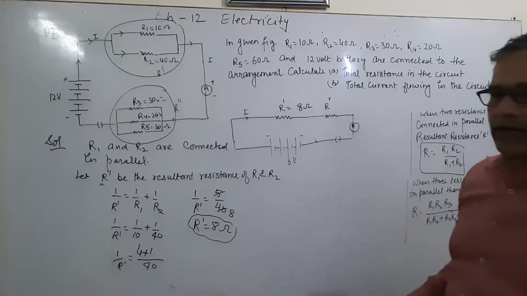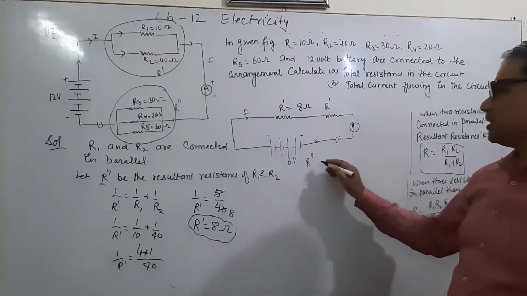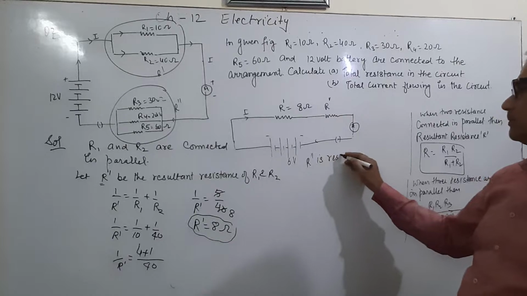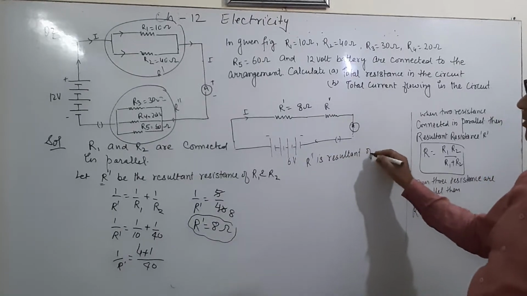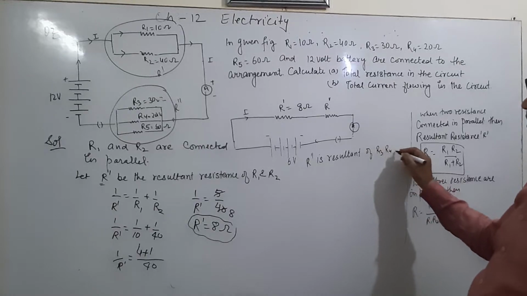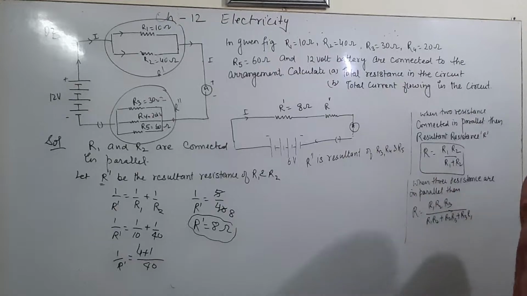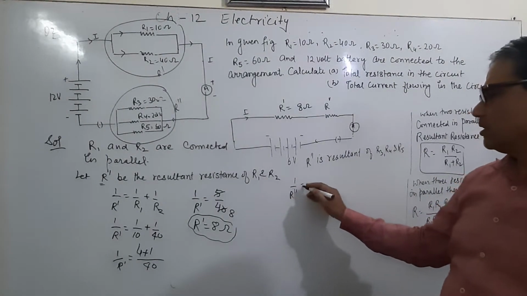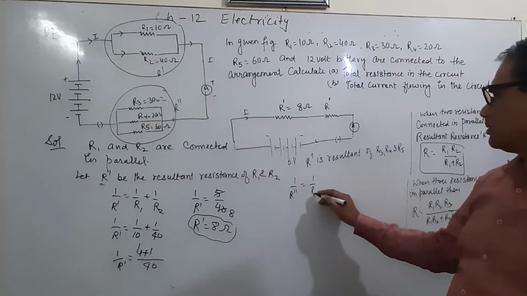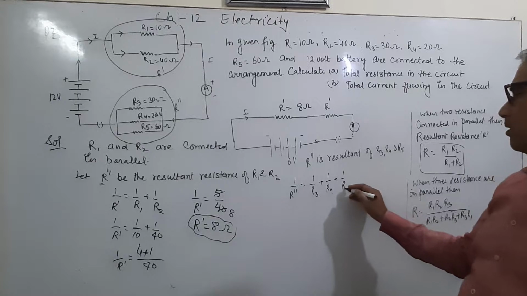Then we have to calculate R dash. R double dash is the resultant of R3, R4 and R5 when they are connected in parallel. So what is the total resistance? 1 upon R double dash is equal to 1 upon R3 plus 1 upon R4 plus 1 upon R5.